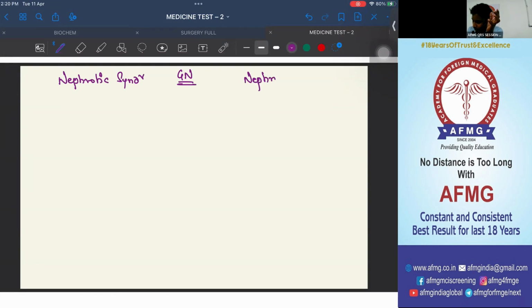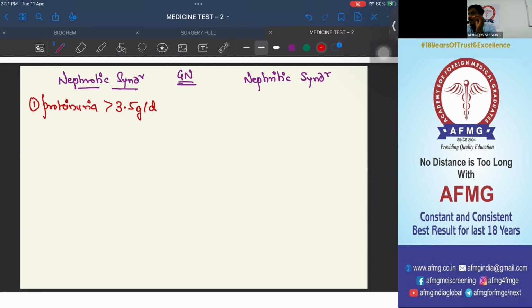If I talk about nephrotic syndrome, there are three important criteria. These are called essential criteria for diagnosis of nephrotic syndrome. And what are these three essential criteria? Very good. First one is proteinuria. How much proteinuria? Nephrotic proteinuria more than 3.5 grams per day. Okay, proteinuria of more than 3.5 grams per day is considered nephrotic range proteinuria or a massive proteinuria.